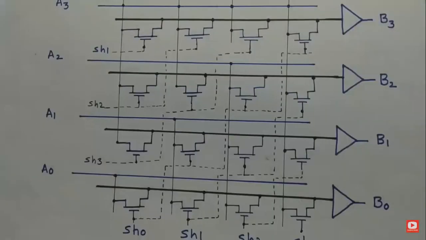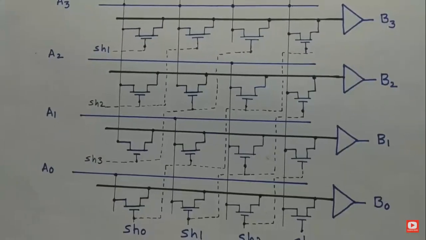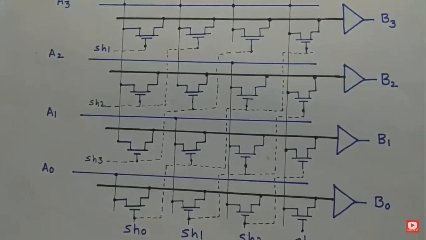These select lines are mutually exclusive. That means if SH0 is turned on, the other three will be turned off. If SH1 is turned on, SH0, SH2 and SH3 will be off. So now this is shift right arithmetic. It's not shift rotate right, okay? This is shift right arithmetic. So what operations will be performed when shift right arithmetic is performed?